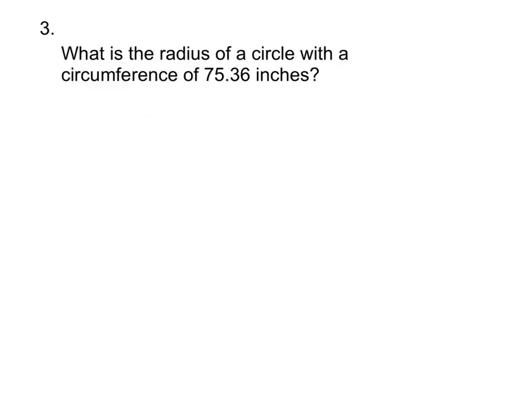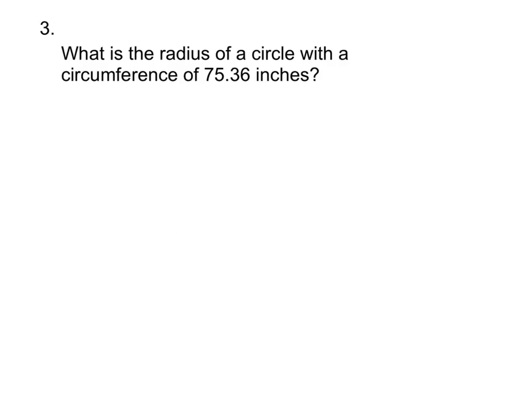I'm going to let you try number 2 on your own because it's similar to number 1, and we'll discuss it tomorrow if you have questions. The last example we'll do together is number 3. It says, what is the radius of a circle with circumference 75 and 36/100 inches?